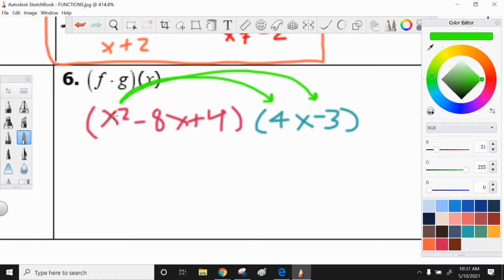So let's do this. X squared times 4x is going to be 4x cubed. X squared times negative 3 is going to be negative 3x squared.